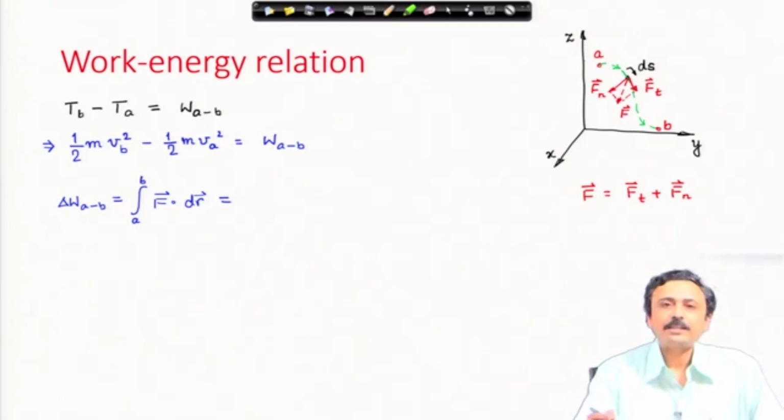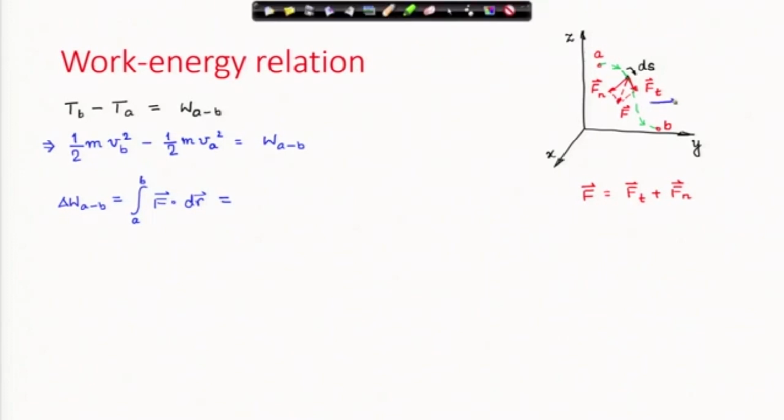Here what I have done is I have decomposed this force vector in two components. One is tangential to the path, which is indicated by Ft, and the other is normal to the path. This is a decomposition of the vector F. So, these are not additional vectors, these are the components of vector F decomposed along these two orthogonal directions. One is tangent to the path, the other is normal to the path.